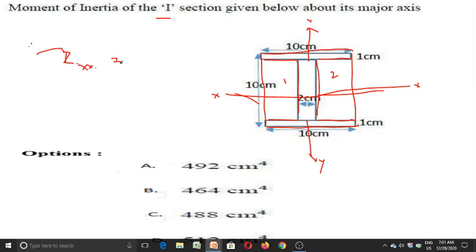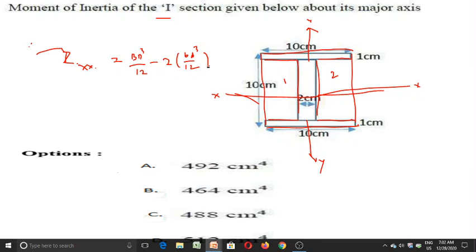Ixx is equal to the moment of inertia of the bigger rectangle, that is BD cube by 12. This formula is already known to everybody. This is the moment of inertia of the larger rectangle. If you deduct the moment of inertia of the two smaller rectangles, 1 and 2, I can write 2 into small b d cube by 12. Here small b is the width of the small rectangle and small d is the depth of the smaller rectangle.